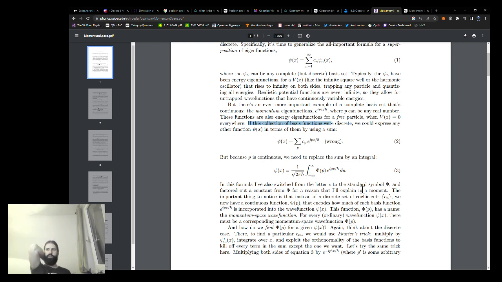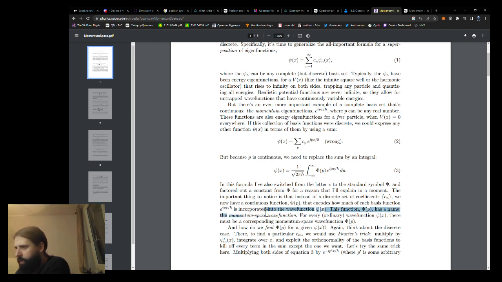But then wouldn't this be true for any other basis? You know what I mean? Essentially what it's saying is that this function is incorporated into the wave function. This function has a name, the momentum space wave function. For every ordinary wave function there must be a corresponding momentum space wave function. And how do we find phi of p for a given psi of x?